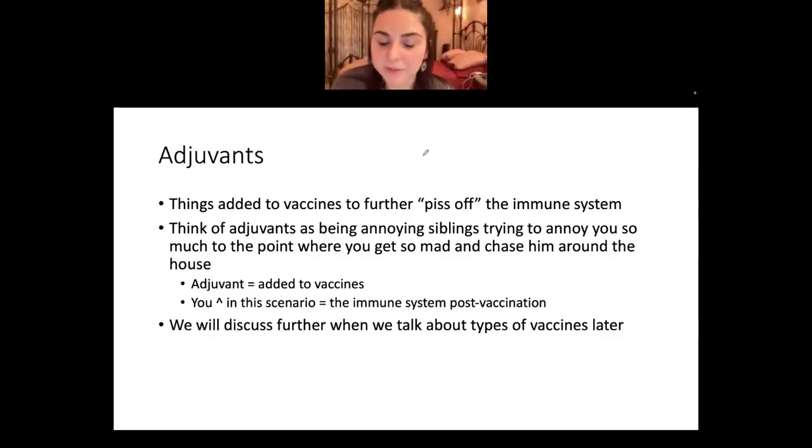Okay. Next are adjuvants. Adjuvants are anything that is added to a vaccine that further stimulates the immune system.